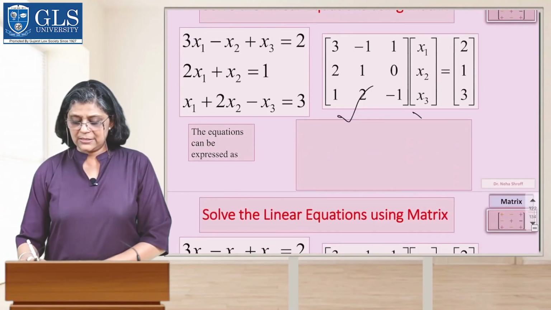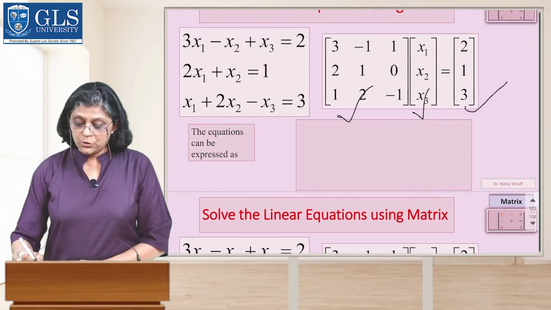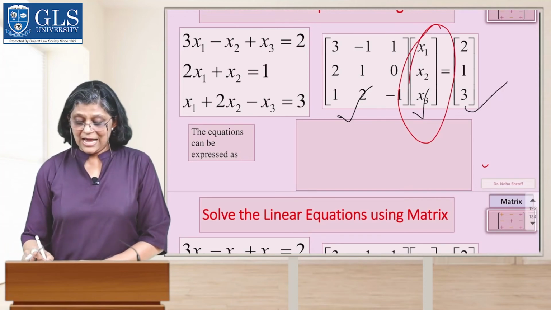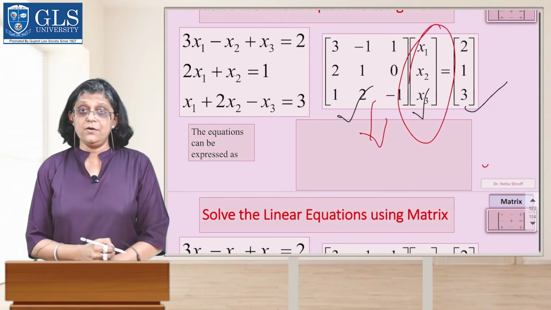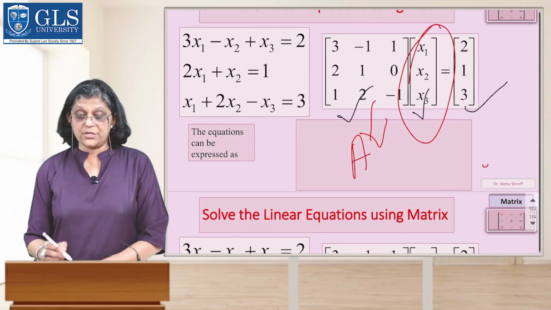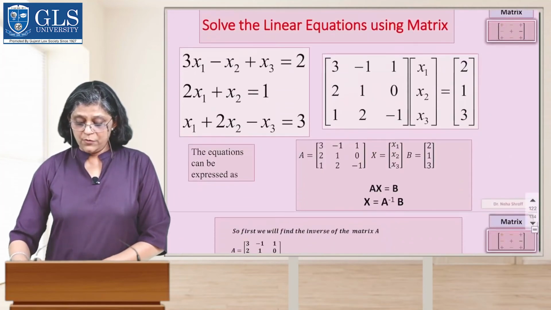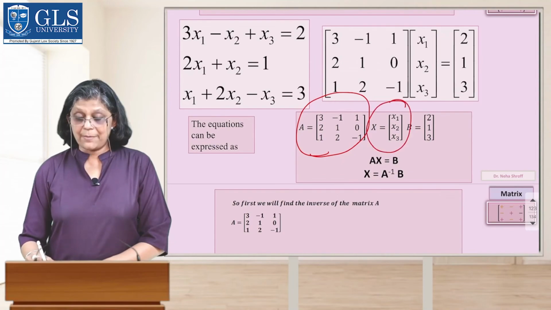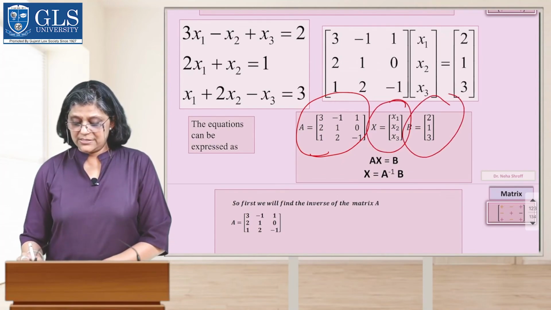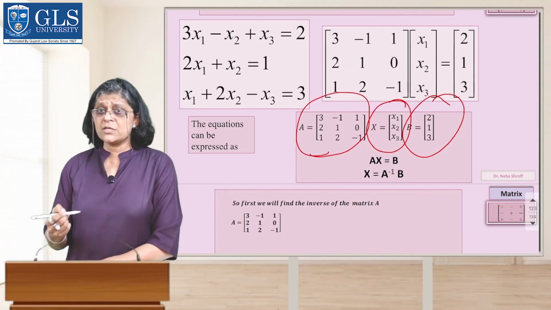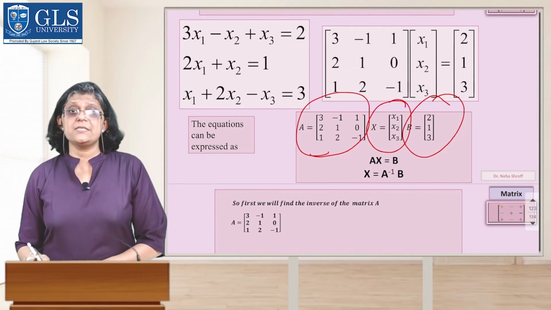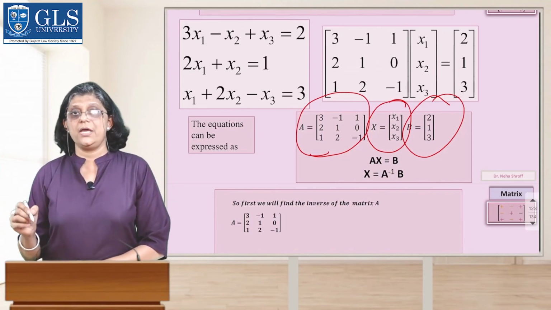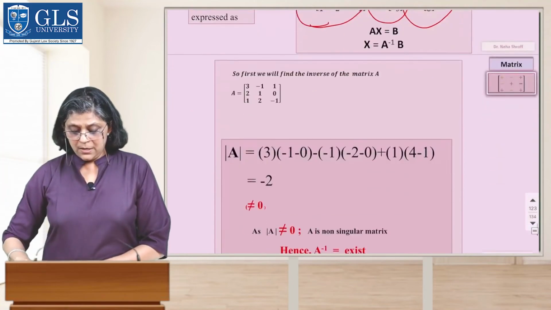Coefficient of x, the variables x1, x2, x3, and these are the constants. Now, to find out these values, I will first need to find out the inverse. I give this matrix the name A. So, we have let A is equal to this, X capital is equal to this and B is equal to this. Inverse formula is what? Ax is equal to B, so it is X equals A inverse B.